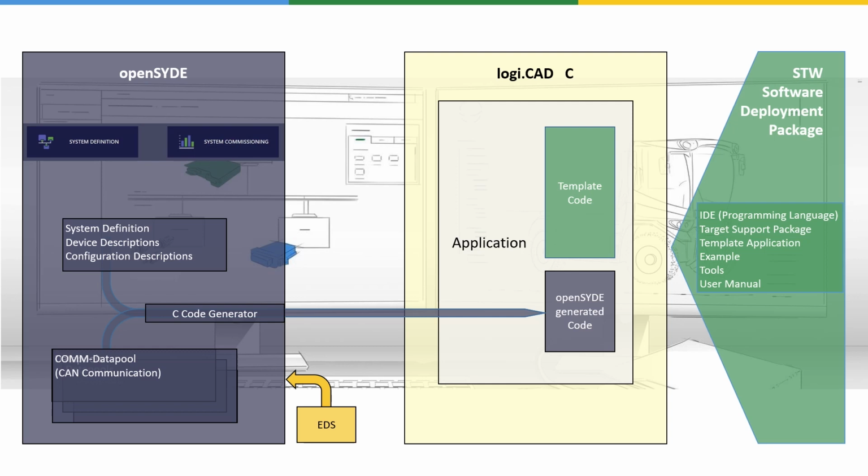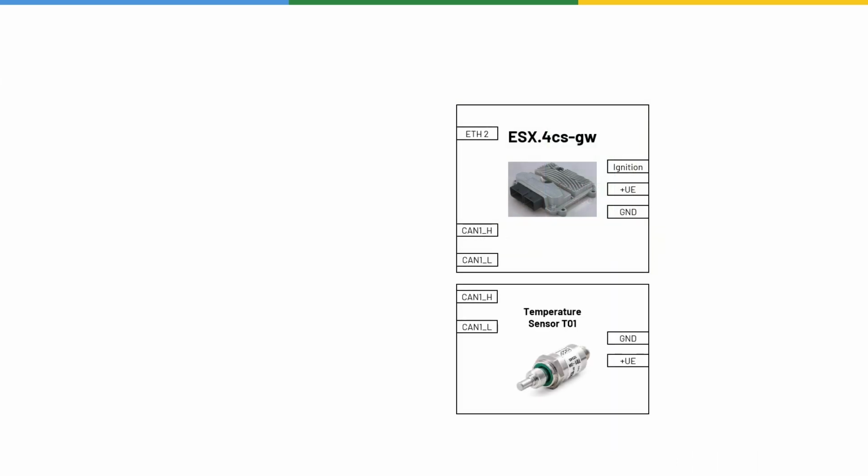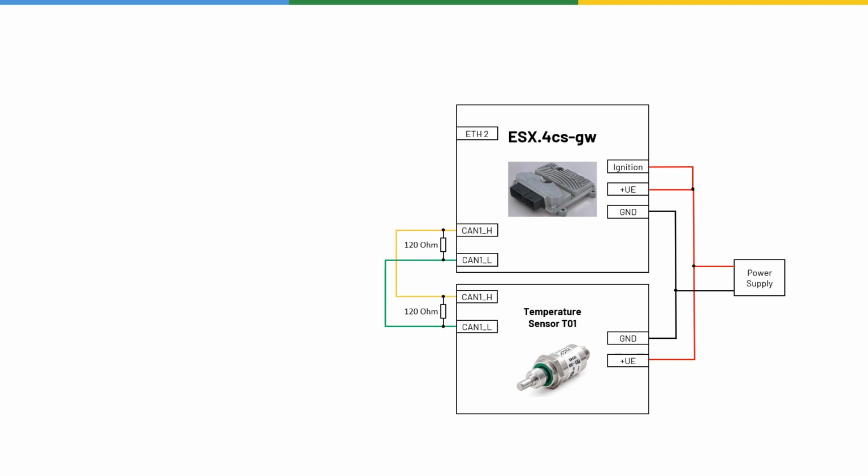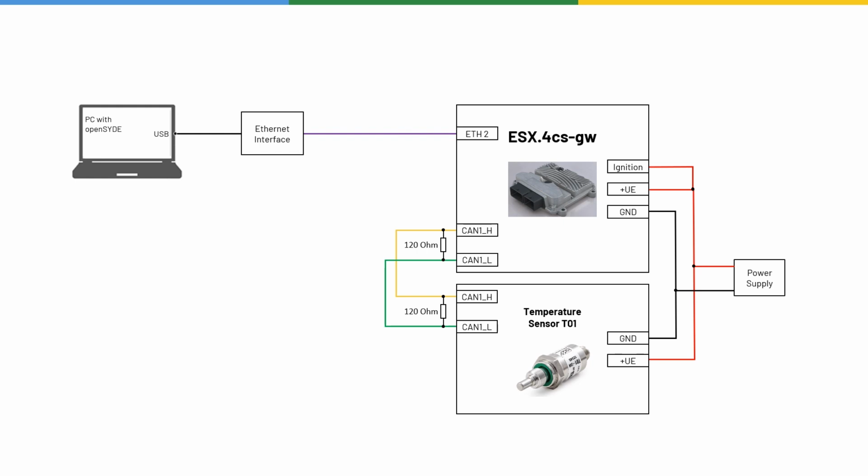Our experimental setup for this consists of the ESX4CSGW controller and a temperature sensor. For power supply, the devices are properly connected with the power supply unit. The sensor transmits its data to the controller via a CAN bus, which we provide with terminating resistors at both ends of the bus. The communication of openSYDE with the controller is done via the Ethernet.